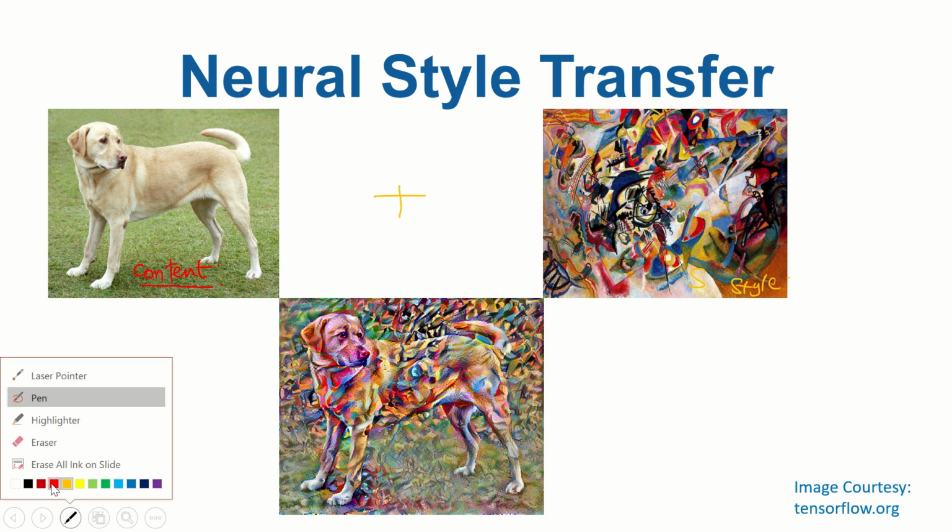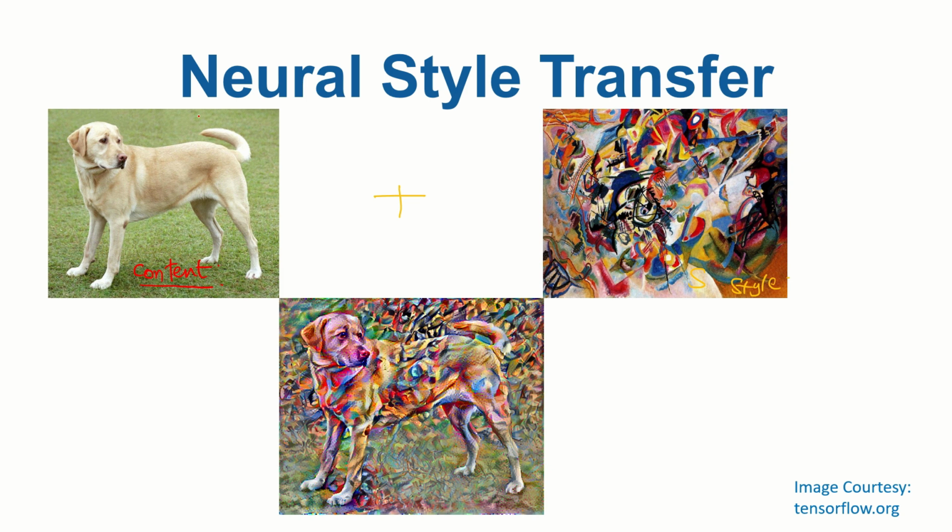In a nutshell, let me define how this problem is solved. If I call this image C, and this image S, and let me call this image the generated image, or result, R. The idea is that R, the resultant image, should be closer to C, as well as closer to S. So the cost function is built to come up with a resultant image that has similarity with the content image, and it has similarity with the style.